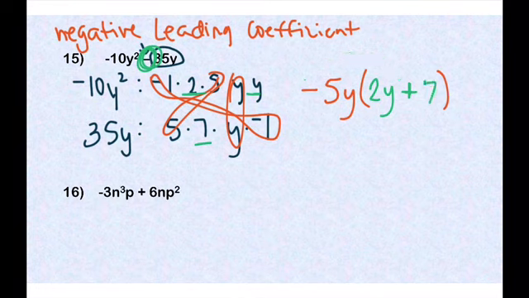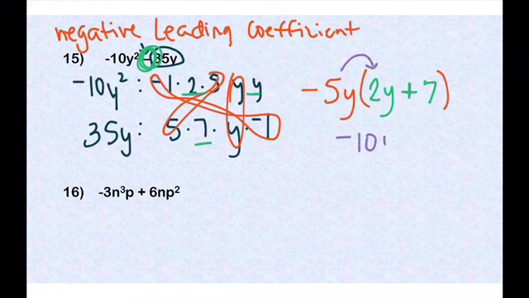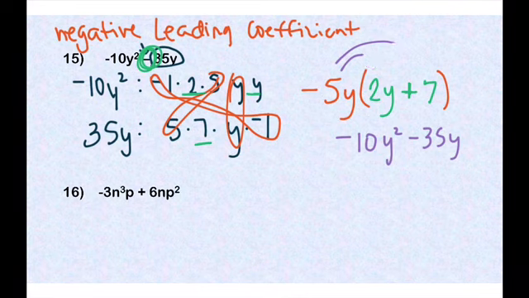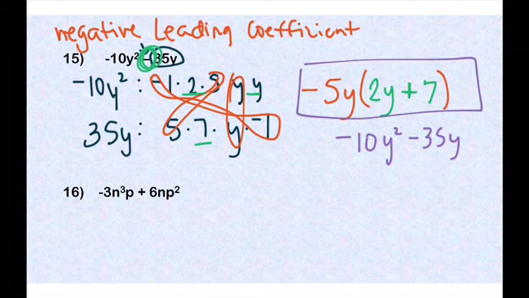Like I said, anytime you factor, you can always check by multiplying it back through, and that's not a bad idea. If I multiplied, I'd get negative 10y to the second, and then I'd get minus 35y. So you see, if I had put a minus sign in the middle right here, I would have had a plus 35y, which is not what I wanted. That's something to be aware of. So my answer is going to be this right here.